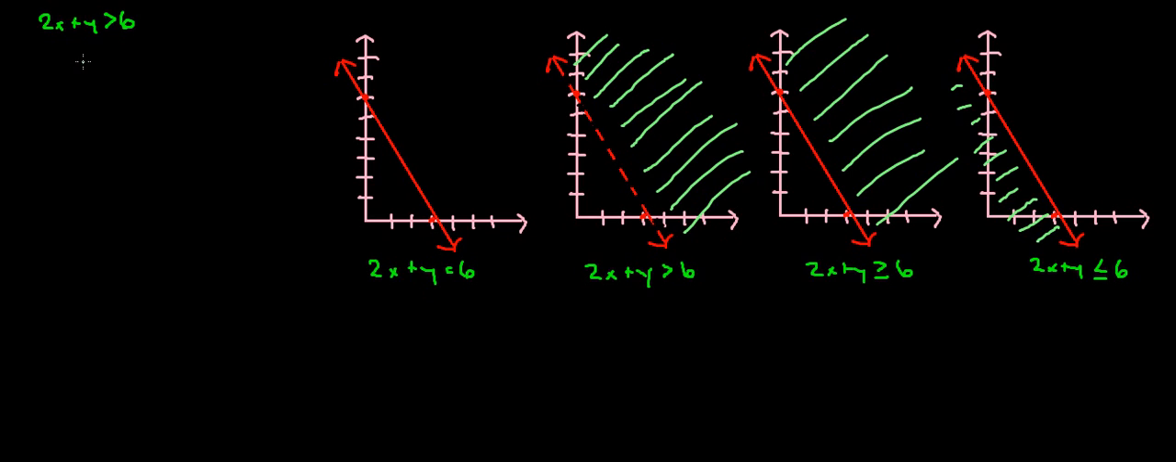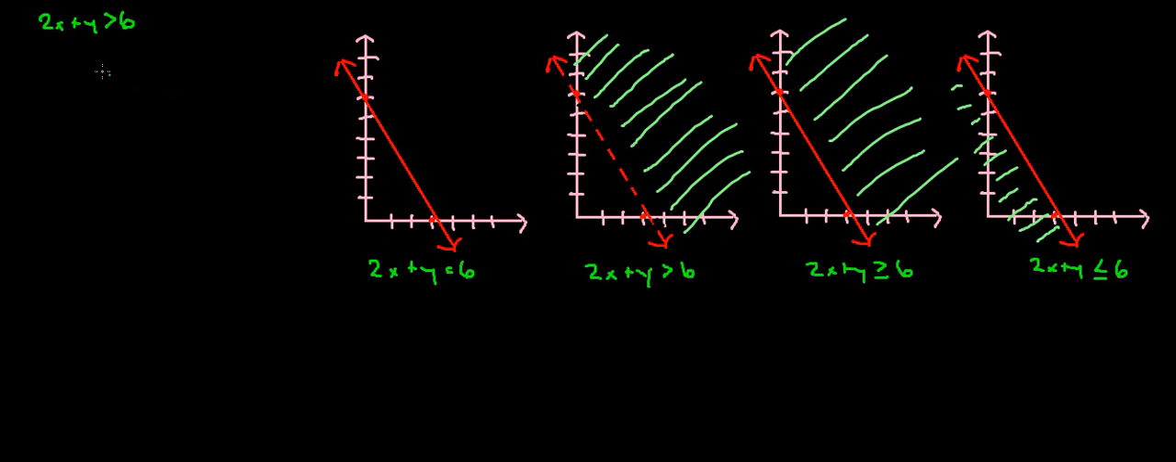For inequalities, I'm not looking for a number equal to something. I'm looking for a series of numbers that are greater than 6 in this example, where here I'm only looking for the numbers that are equal to 6. Here, any number greater than 6 that 2x plus y equals is part of the solution of the linear inequality.